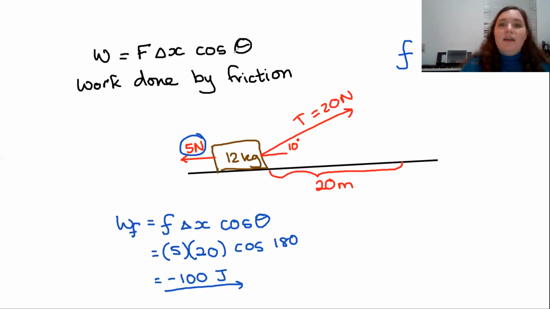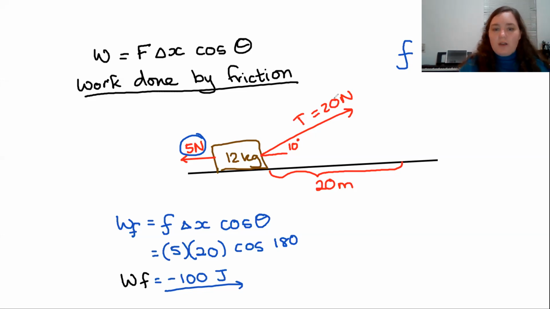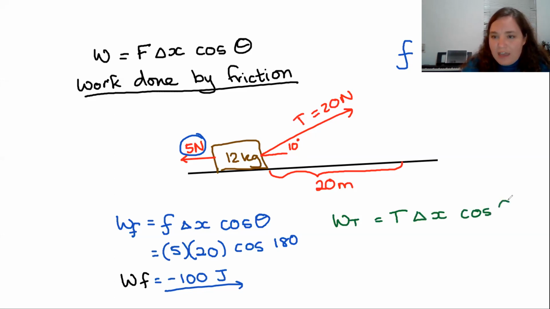All right. Now what I want to do is a similar thing, where here we did the work done by friction. So this would be my work done by friction. Now I'm going to ask you to also work out what is the work done by the tension. So the work done by the tension will be equal to T delta X cos of the angle. Yes, Ahmed, would you like to do this one?